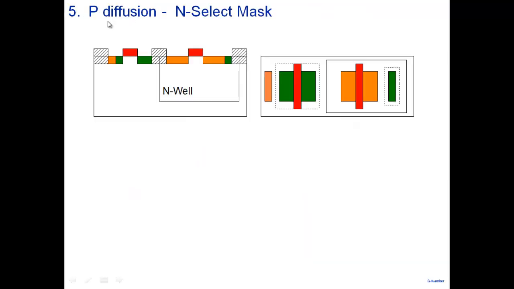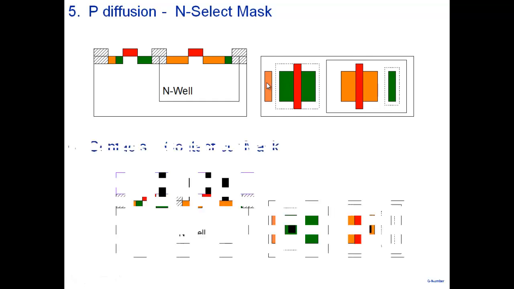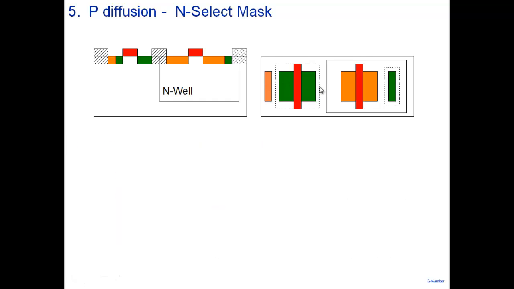So next thing, we do the same thing. We do P diffusion or an N-select mask. So we cover this up, and we do P-type implantation. And so I get a P plus here and a P plus here and a P plus here. Our transistors are ready. N-type transistor is ready here: source, drain, body contact. P-type transistor here with a body contact.